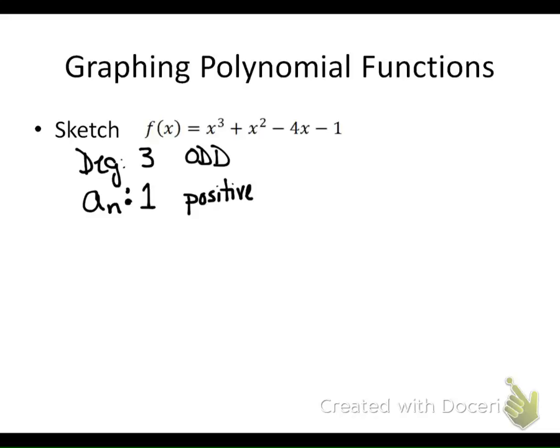If you look at your pictures, if you are an odd function, but you're positive, your end behavior will be in the first and third quadrants. Now, if I start my sketch, I know I'm going to end up this way and end up this way, somehow. Let's try to figure out something in between there.